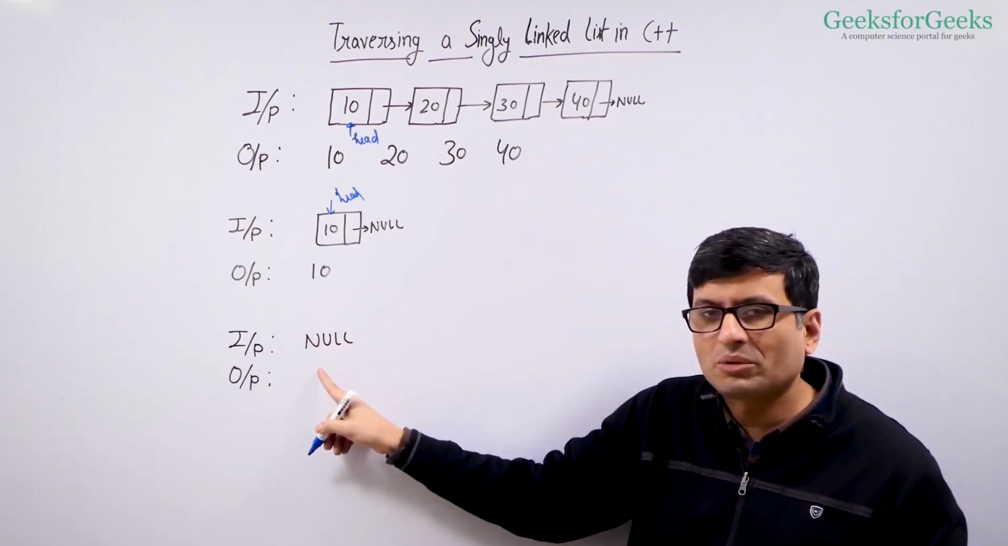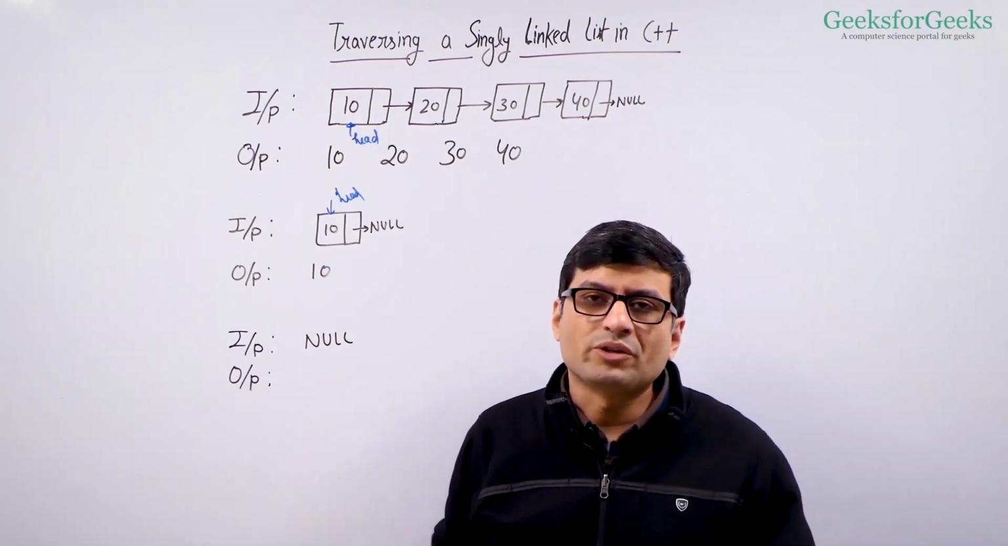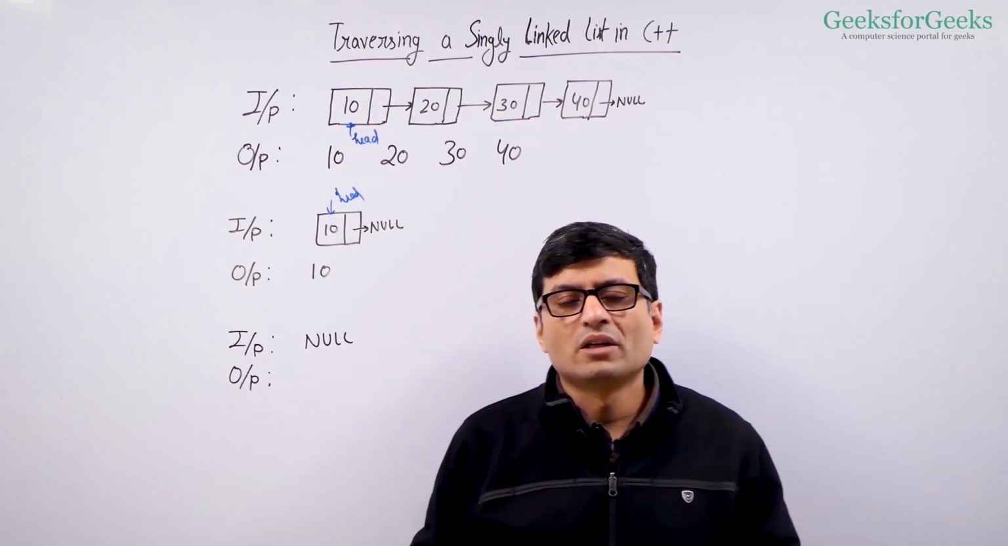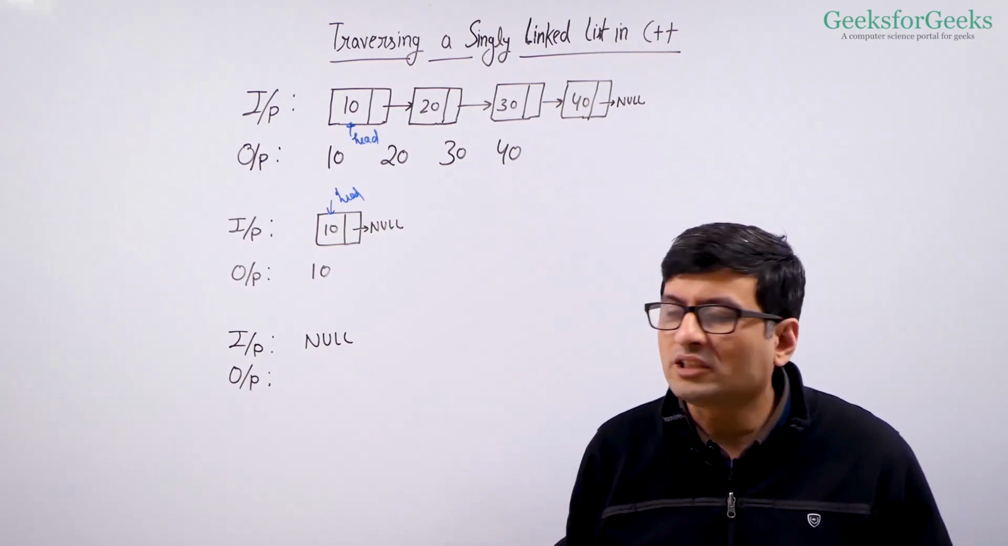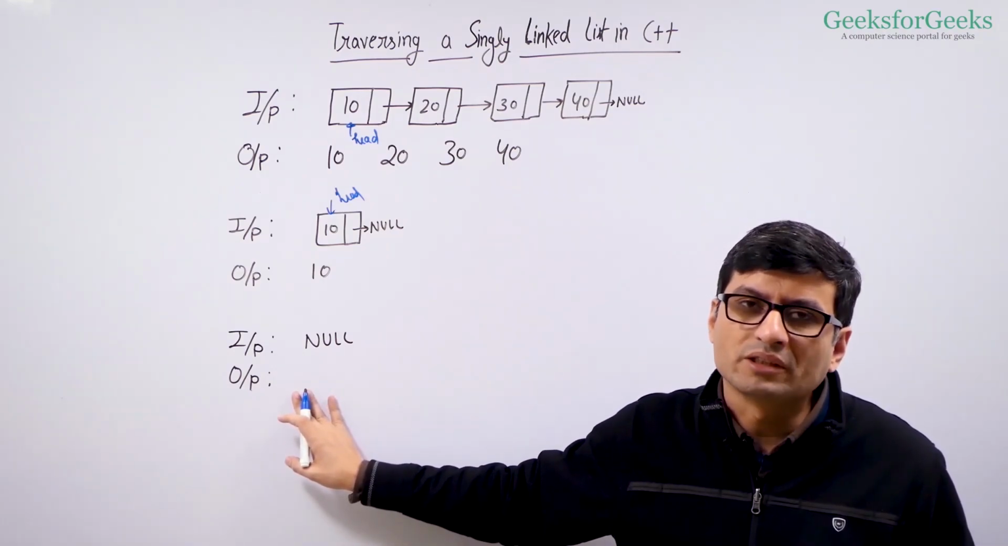In this third example, we have an empty linked list. When your head is null, it means the linked list is empty. So if the linked list is empty, there is nothing, so we also don't print anything on the screen. So the output is empty in this case.